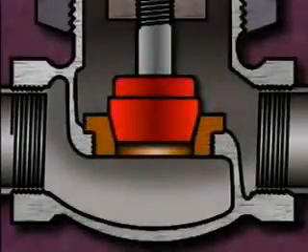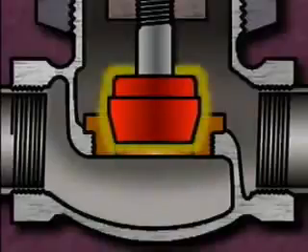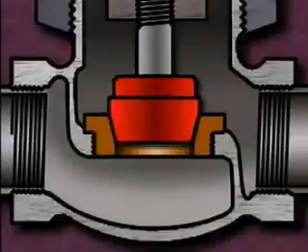This globe valve has a plug-type disc. The disc is cone-shaped and it fits into a cone-shaped seat. This design gives a wide seating area that makes the valve suitable for throttling flow. Also, the valve can be used for a wide range of pressure and temperature conditions.